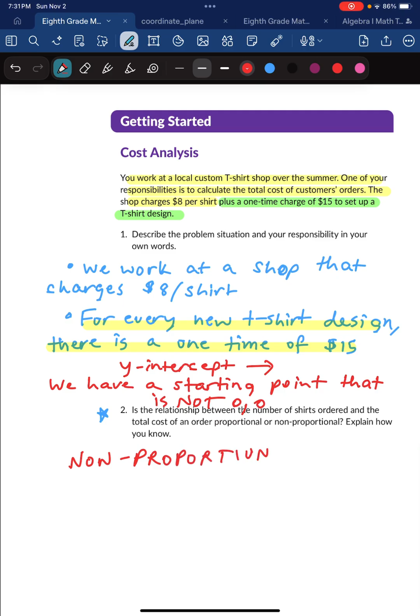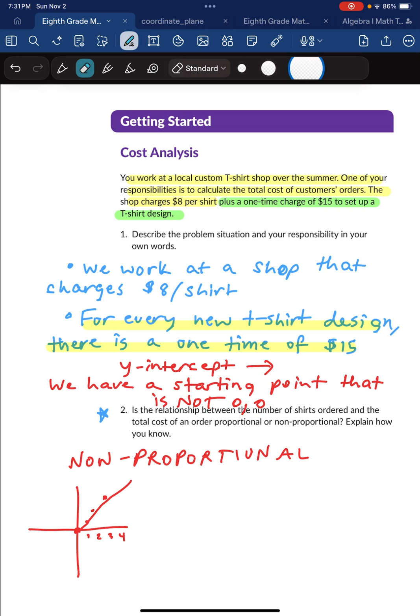Because if we did not have that setup fee, we could start at $8 per shirt. So we have 0 shirts, $0. 1 shirt, $8. 2 shirts, $16. 3 shirts, $24. And so on. But that's not what we have.